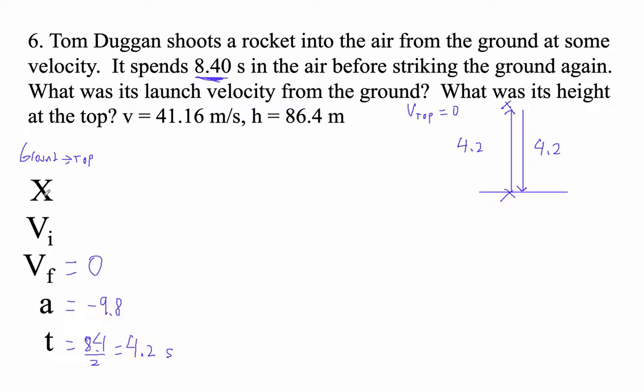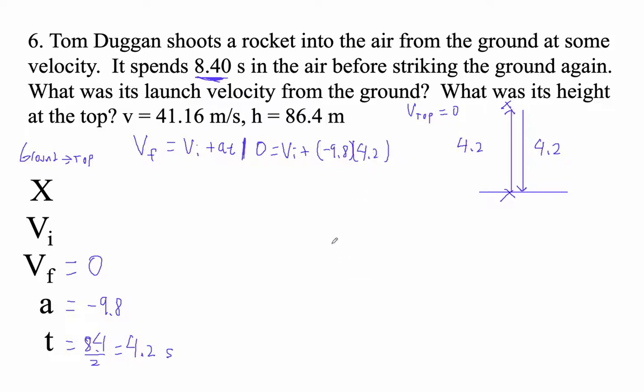Now we have to find the initial velocity first because we have no formula to solve for x that doesn't have the initial velocity in it. So let's find the initial velocity first. For that, I'm going to use the formula with no x. Vf is Vi plus At. So this looks like final velocity 0, so 0 equals Vi plus negative 9.8 times 4.2.